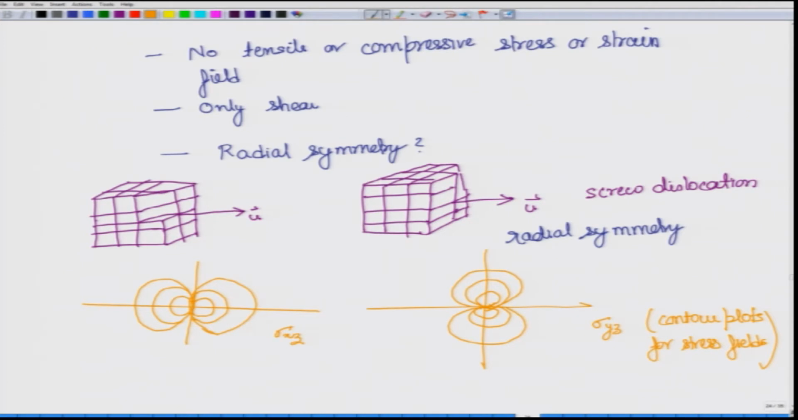For now, let us come back to what other points we can understand from the stress relations that we have obtained. So, what are the other things that we see? We see that the stress is proportional to 1 over r. Now, what does that imply? It implies that at very large r, stress tends to 0, meaning as r tends to infinity, stress tends to 0.